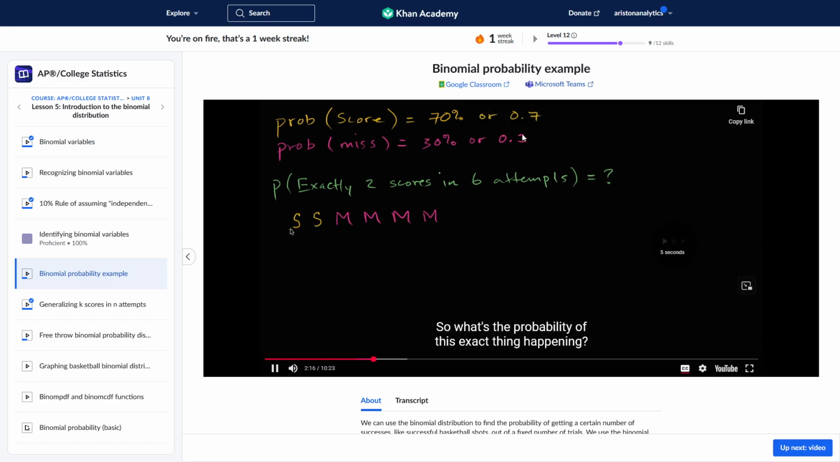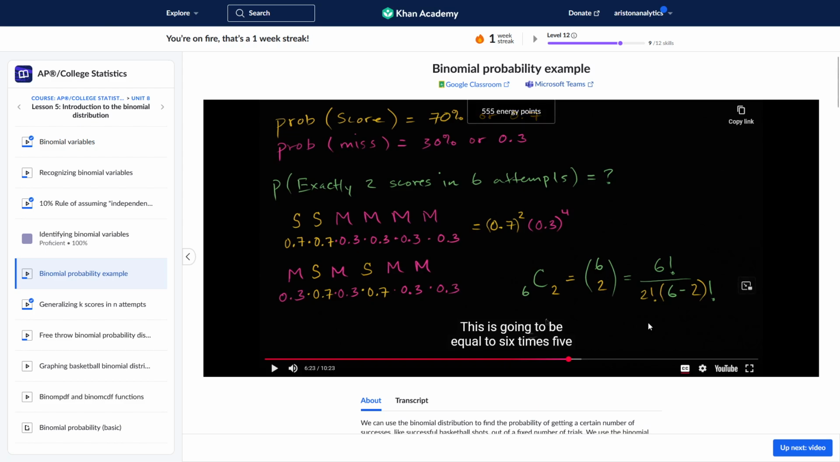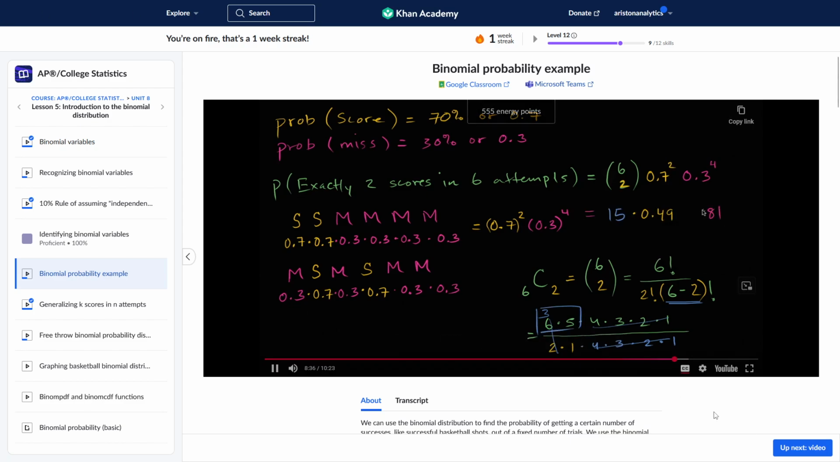So this is one case. Hopefully you don't get the multiplication symbols confused. And then it's combinations: number of trials factorial over the number of successes factorial times the number of failures factorial. Then 6 minus 2, and the factorials cancel. Pretty straightforward.